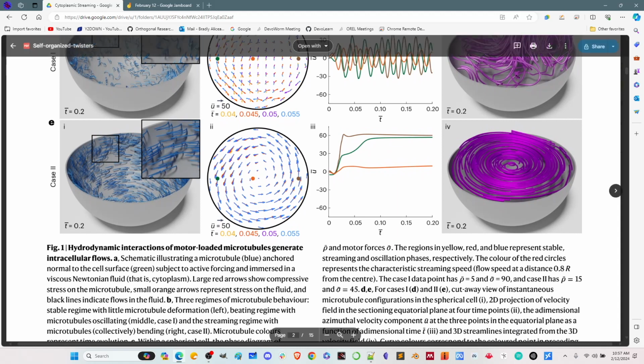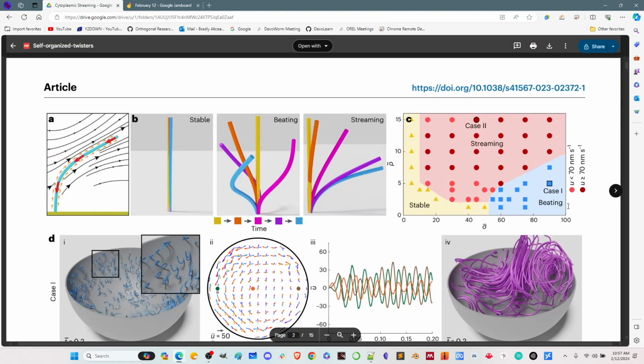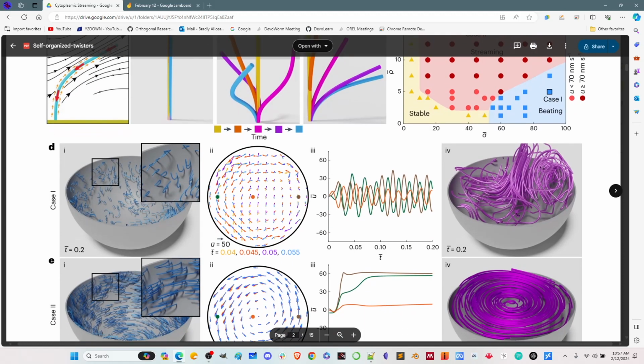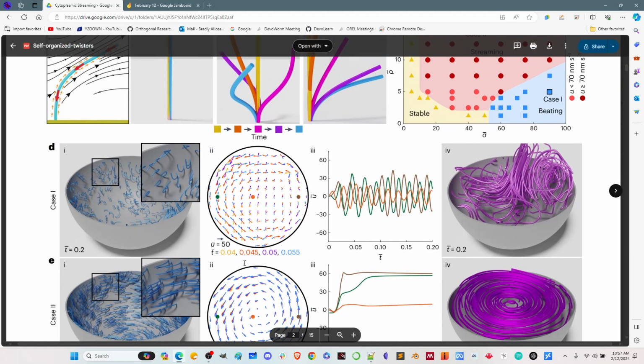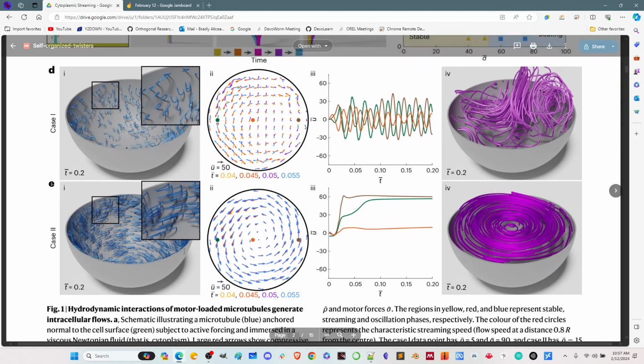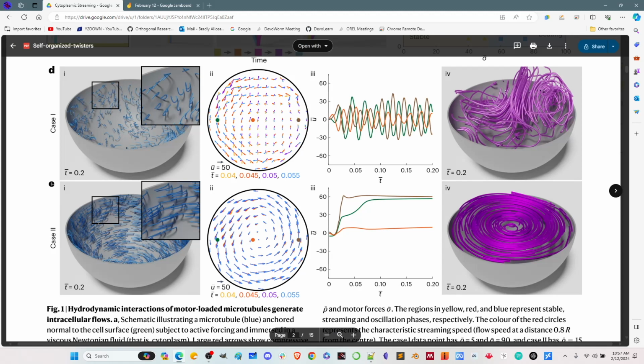And so in this case, this is case 1 and case 2. Now if we go back up to the phase diagram, case 1 is in beating. So this is where they're beating and moving around, as you saw up here. In case 2, they're streaming, so they're all coordinated and oriented in the same direction. You can see that they might facilitate a flow that's operating with respect to streaming. So streaming is not just the fluid flow, it's the orientation of the substrate as well.